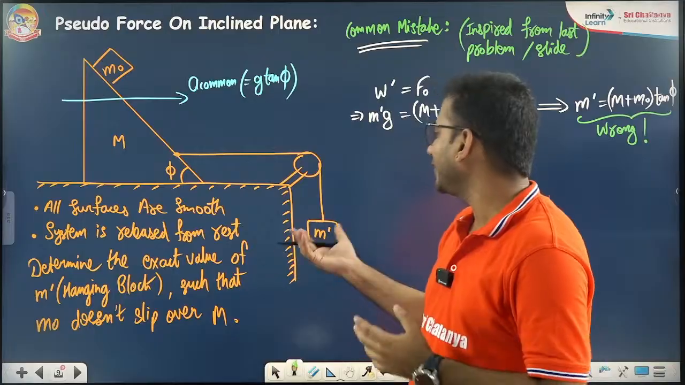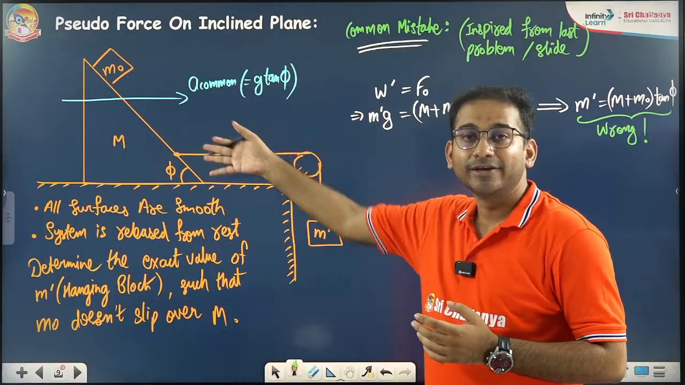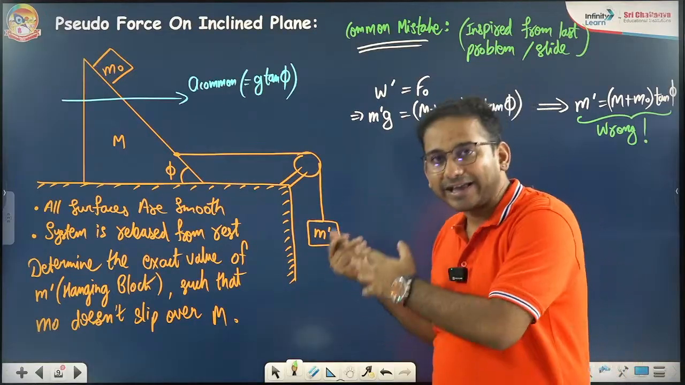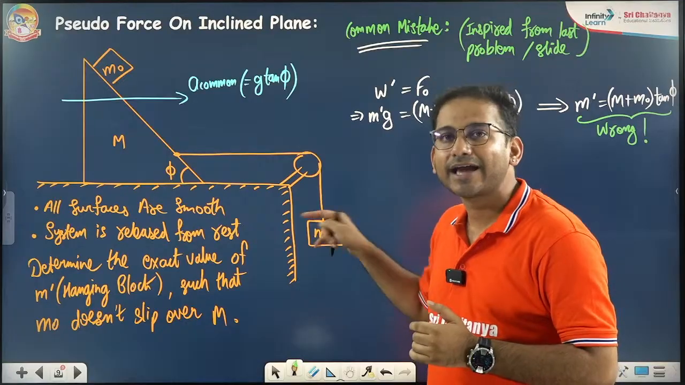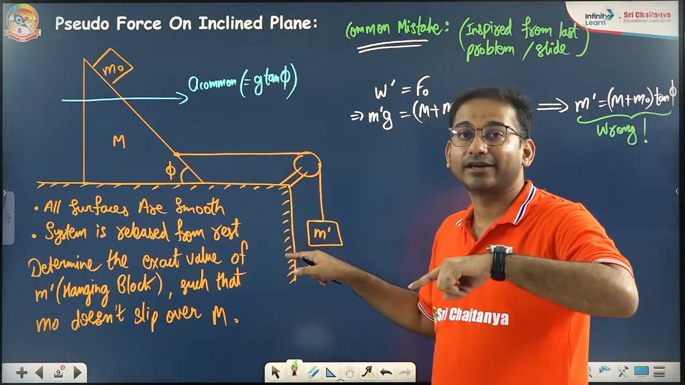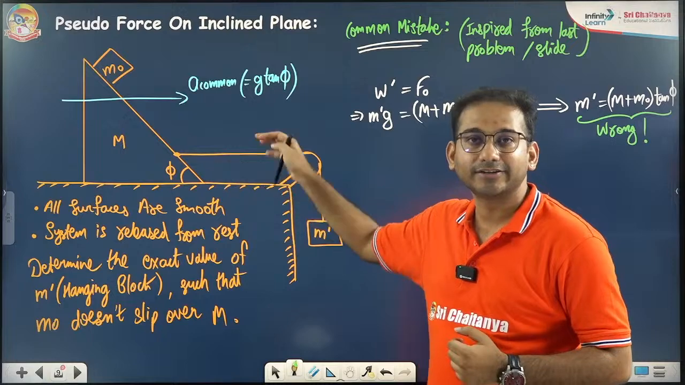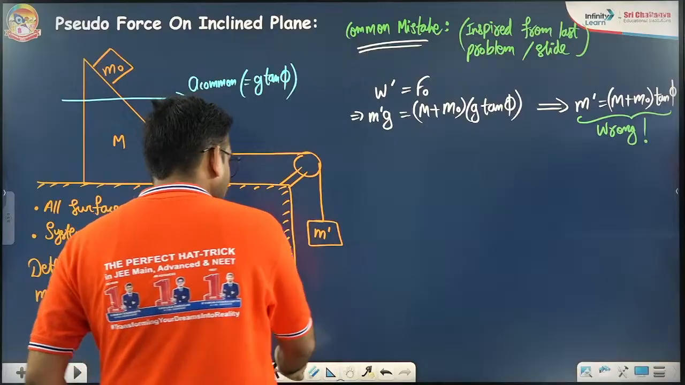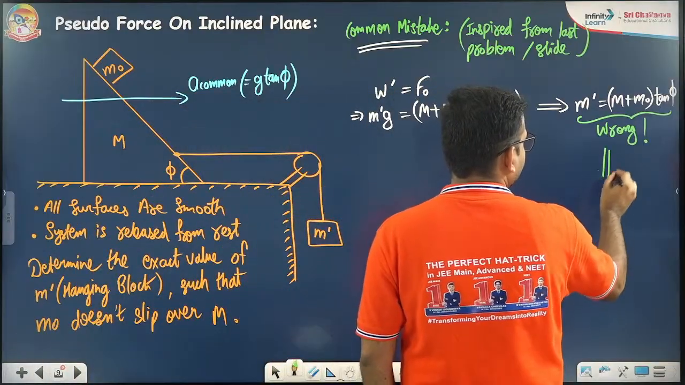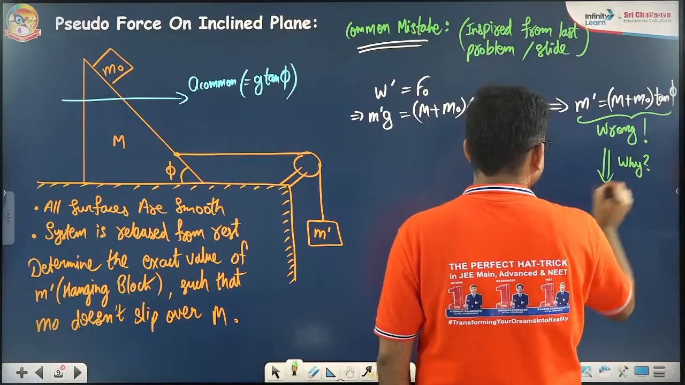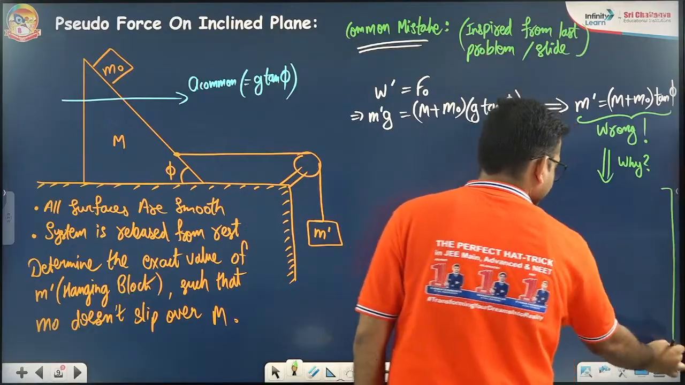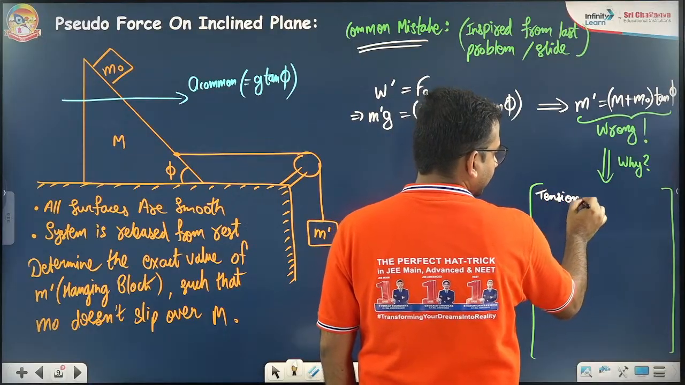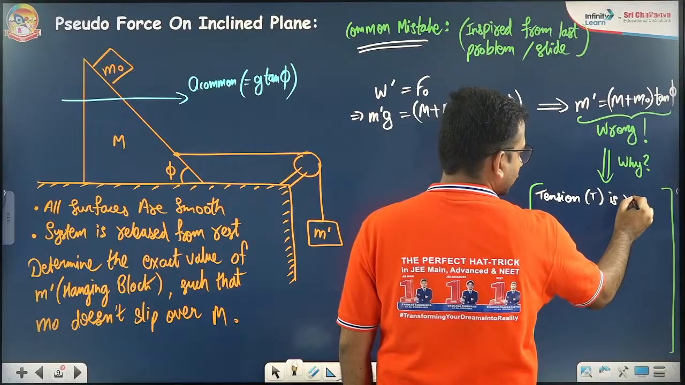The weight of the hanging block cannot be exerted on that system. Whose weight is it? It is the hanging block's weight, so it will be experienced by the hanging block. Due to the weight of the hanging block, there will be a tension created in the rope. This tension is responsible for pulling the system with the common acceleration. So why is it wrong? The reason is, I will say, tension T is responsible.